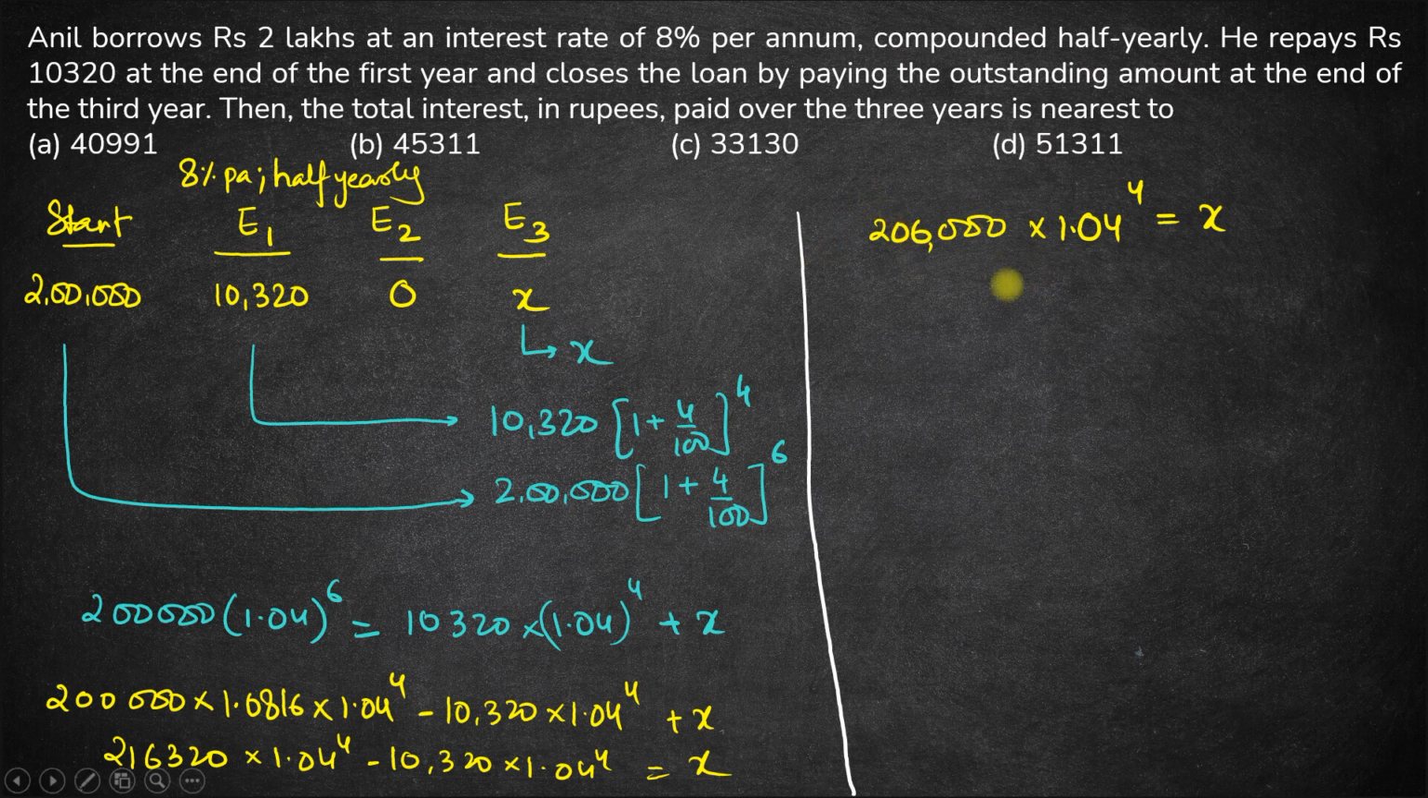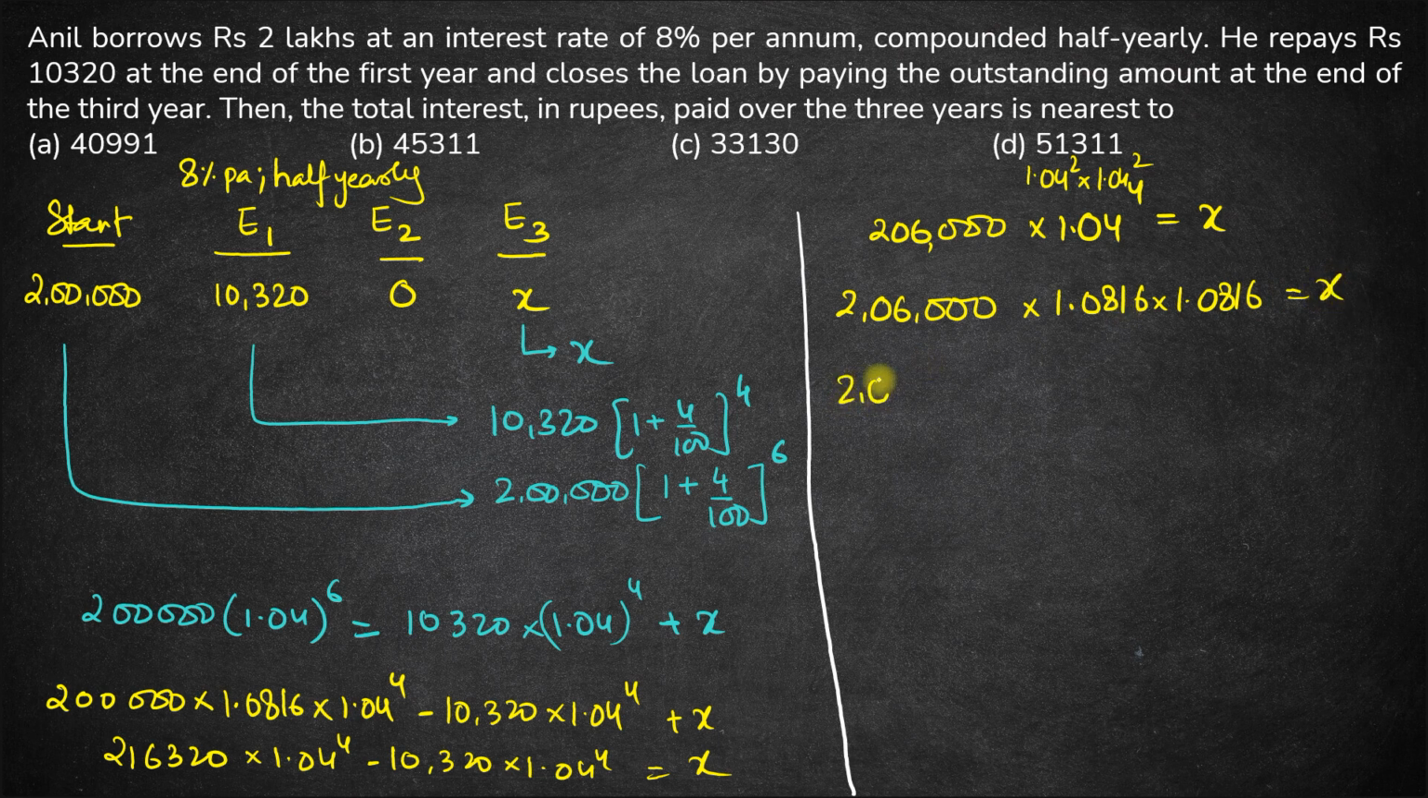Now here the calculations are pretty difficult. So if you want to use a calculator, you can do that in the exam. But if you want to do some approximations, let's see if we can do with approximations. So we have 2,06,000 into. Now 1.04 to the power 4 is effectively 1.04 square into 1.04 square. So this is 1.0816 into 1.0816, which is X. So this is 2,06,000. Now what we can do is we can ignore this 0.0016 here for the time being.